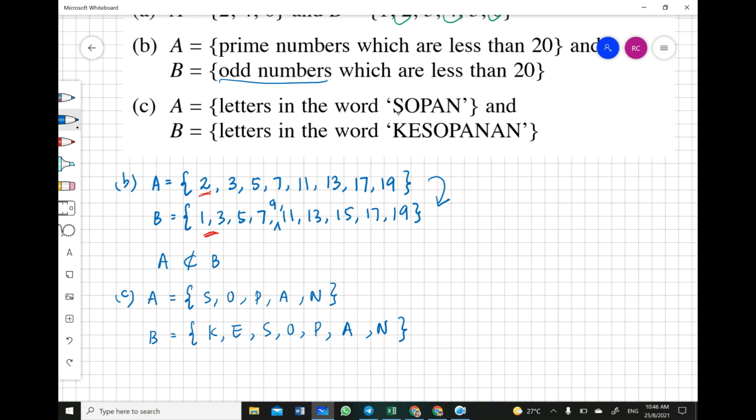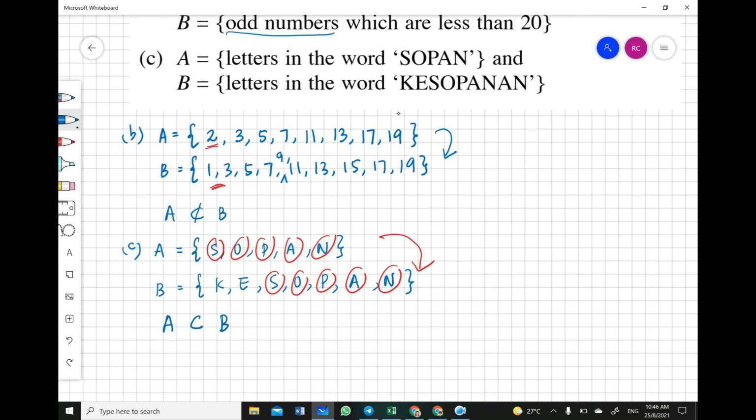Okay, enough. So what you just need to check is, is it all in there? S, O, P, A, N. Yes, all are in there. So is it a subset or not? Yes, A is a subset of set B. Okay? Now we carry on.